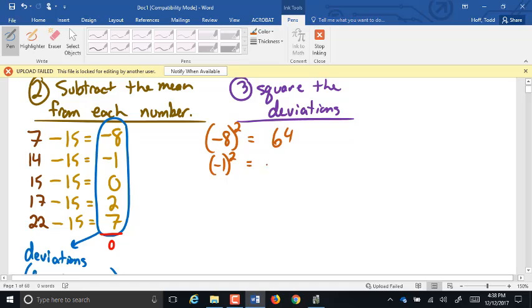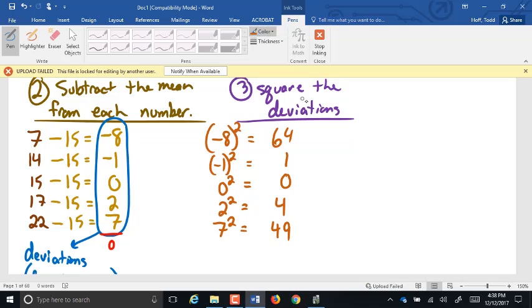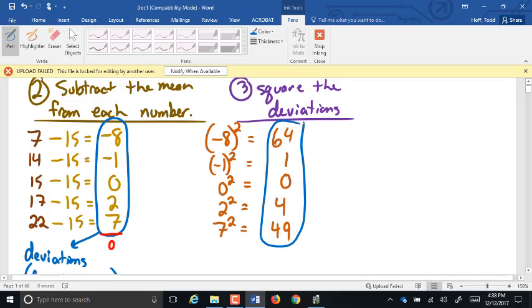What's negative 1 squared? 1. What's 0 squared? What's 0 times 0? 0. How about 2 squared? 4. And 7 squared? 49. This set of numbers here, by the way, is referred to as the squared deviations.